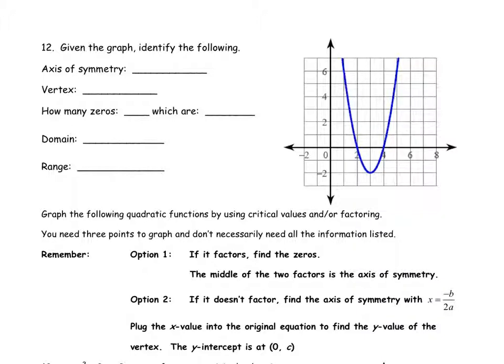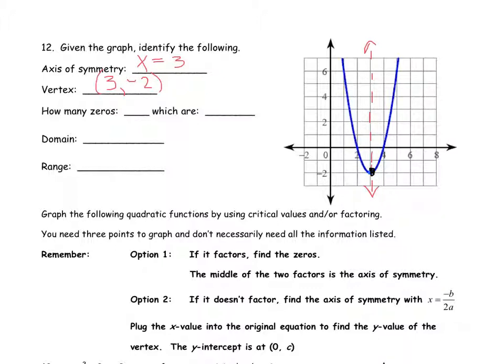All right, for this slide, we're looking at the parabola to the right, and it says, given the graph, identify the following. The axis of symmetry. Well, I know that the axis of symmetry is right here, and so that is the equation x equals 3. I know that the vertex is at the ordered pair (3, -2). I'll go ahead and dot that in so you can see it. There's our vertex right there.